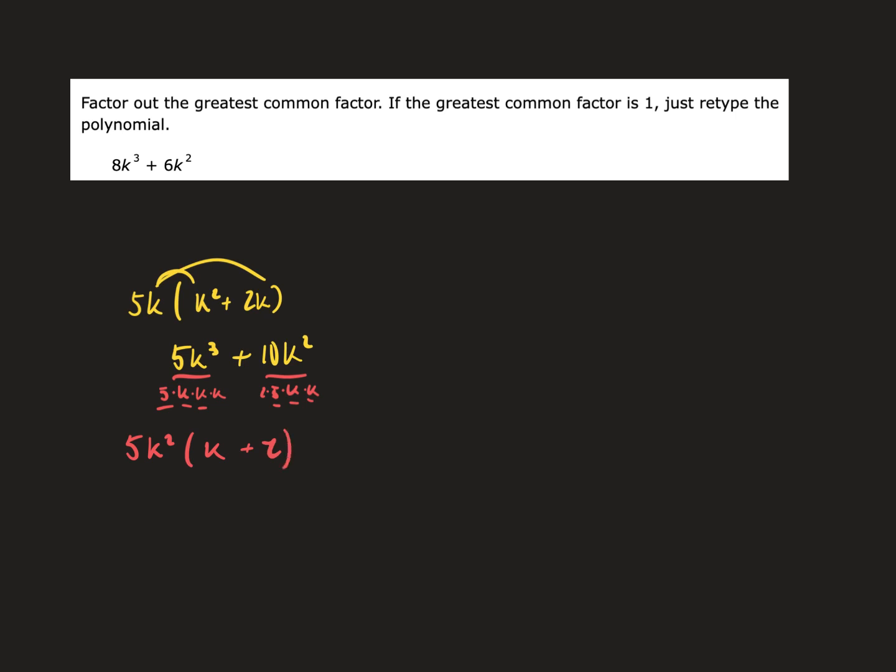That's one way to think about it. Thinking is like, what do they have in common? So they both have a 5 in them. They both have 2 k's. This one has 3 k's. This one has 2. So we take out the smaller of them. So that comes on the outside.